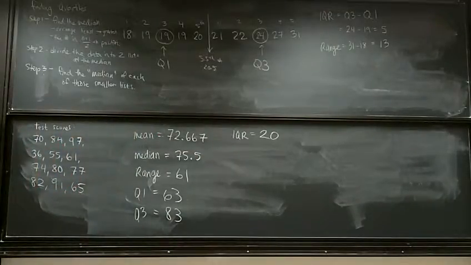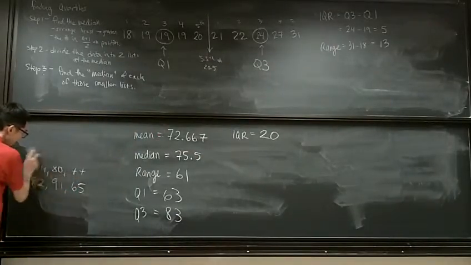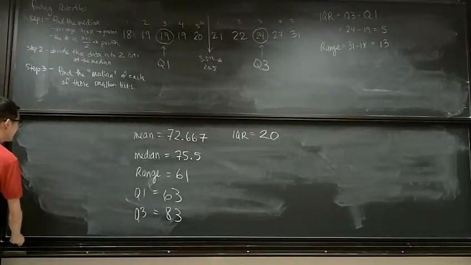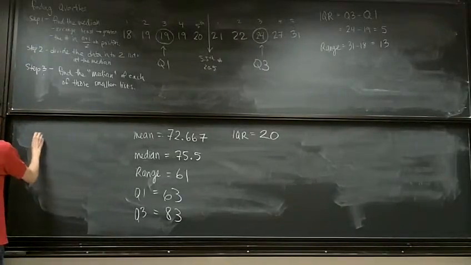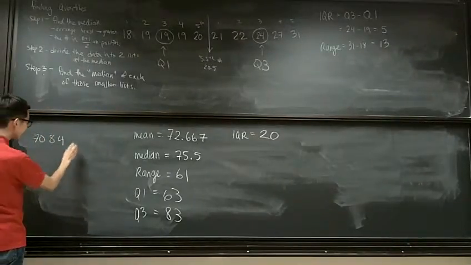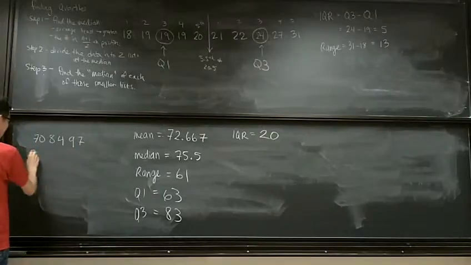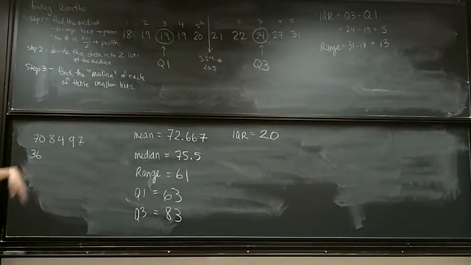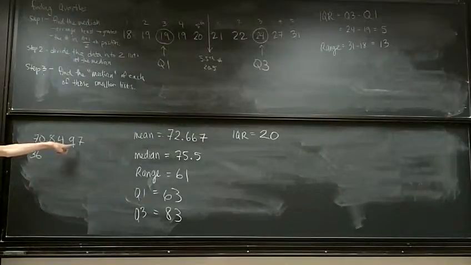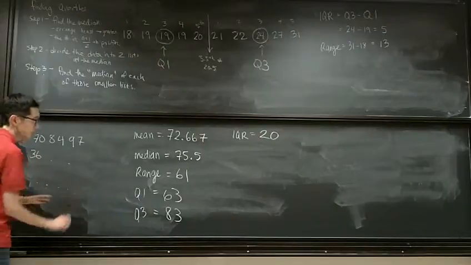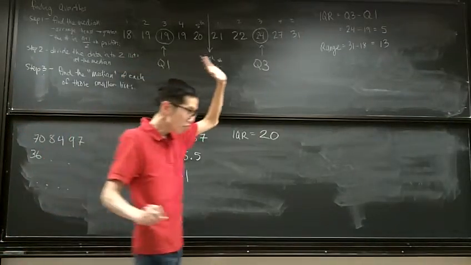Shucks, I didn't want to do that. Okay, sorry, let me just write these back really quick. What was the smallest? I had 36. The smallest was 36 and the biggest was 97, right? Okay, so just pretend I didn't erase these.